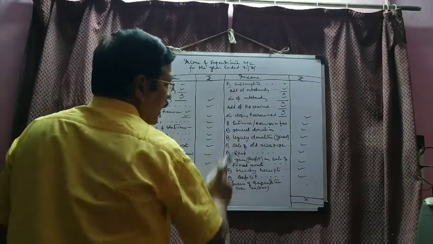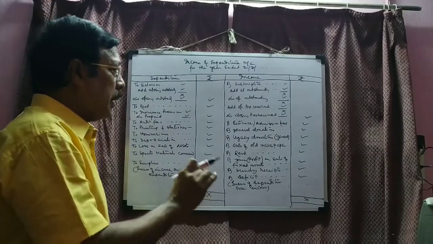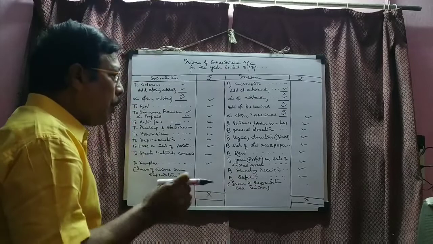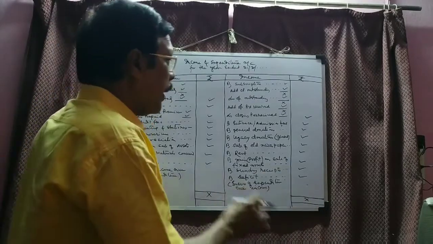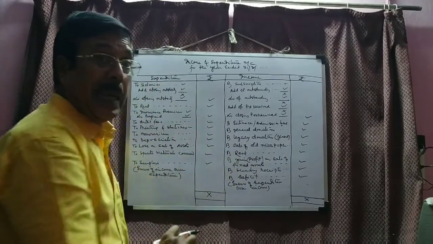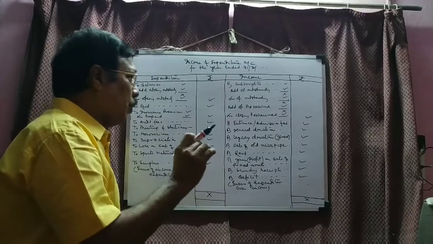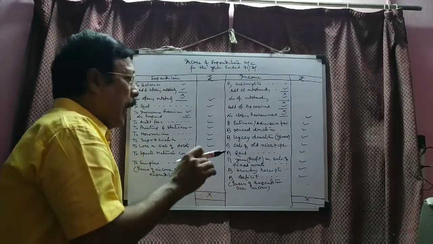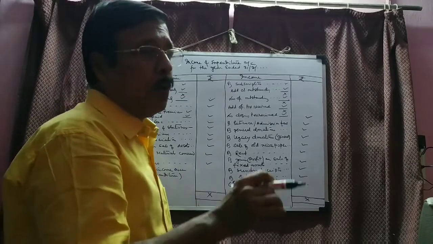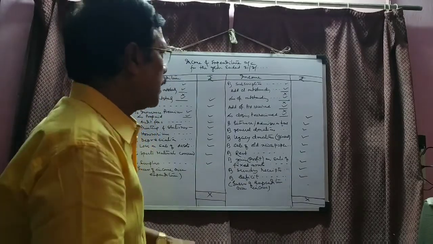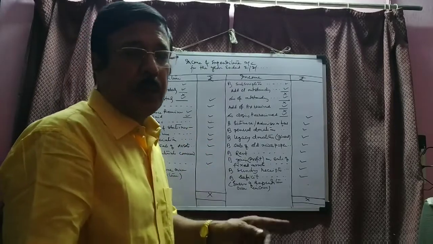One item is legacy donation. What do you mean by legacy? If any donation is received from the donor by the not-for-profit organization under the will of a deceased person, that is called legacy. Legacy means if any donor donates and the not-for-profit organization receives it under the will of the deceased person, then it is called legacy.